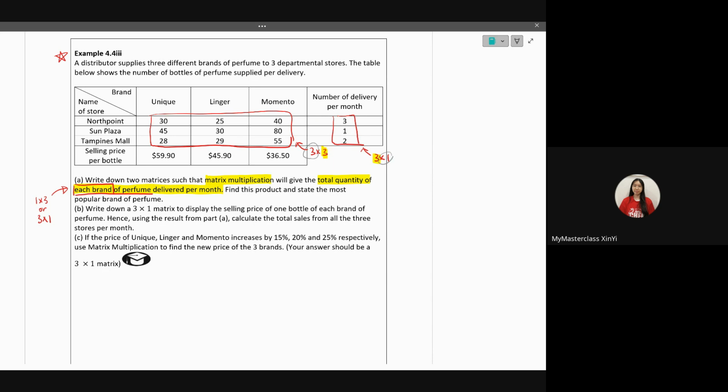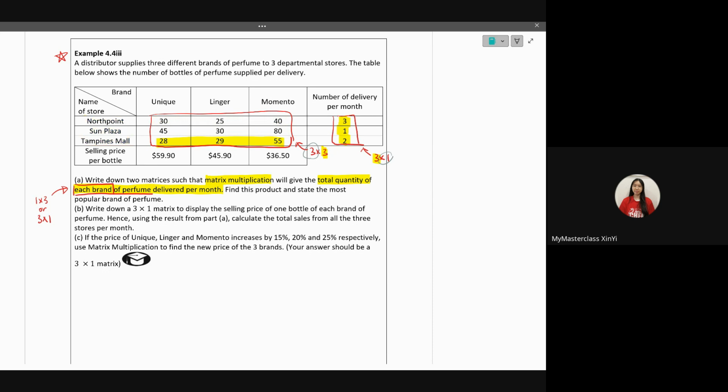If we do this matrix multiplication, what are we essentially doing? We take this and this first, first row, first column. Then you will take 30 times 3 plus 25 times 1 plus 40 times 2. Then what does this element actually represent? This actually represents the total quantity of perfume supplied to North Point departmental store. In this case, your second entry would be this, and then what you will ultimately end up with is the total quantity supplied to Sun Plaza. And then lastly, your last entry will be the total quantity supplied to Tampines. So instead of finding the total quantity of each brand of perfume, you are actually finding the total quantity of each departmental store. So this is not what you want.